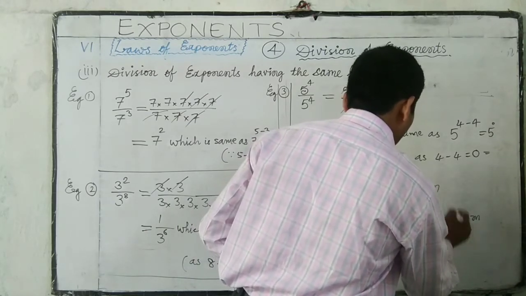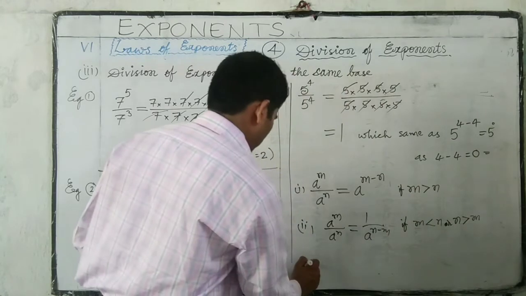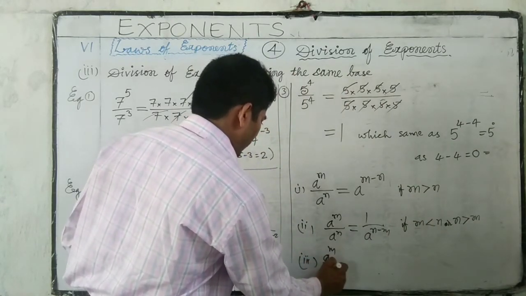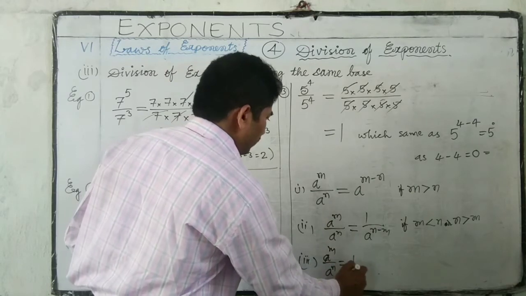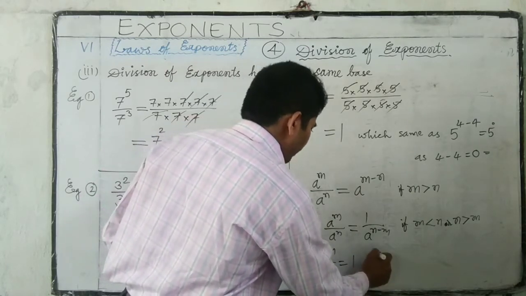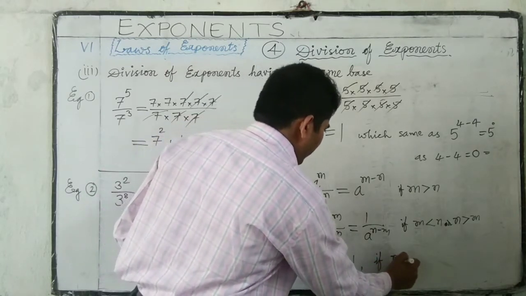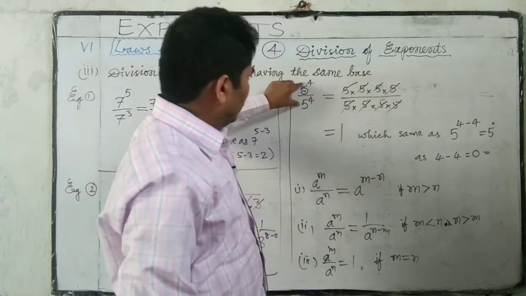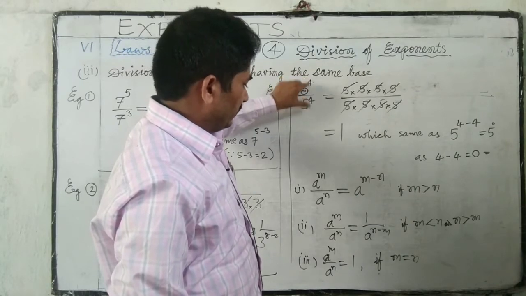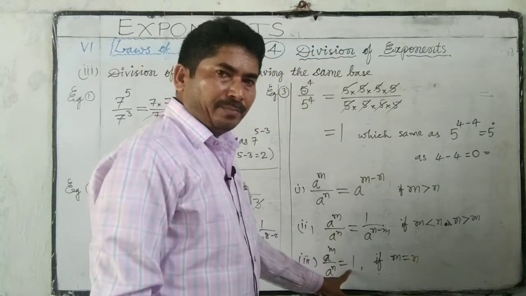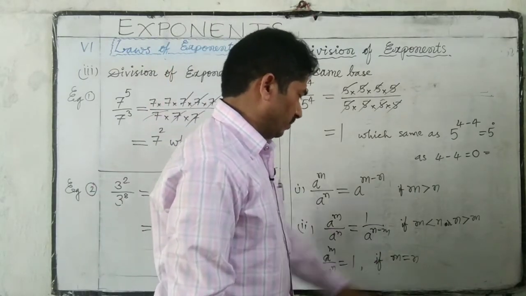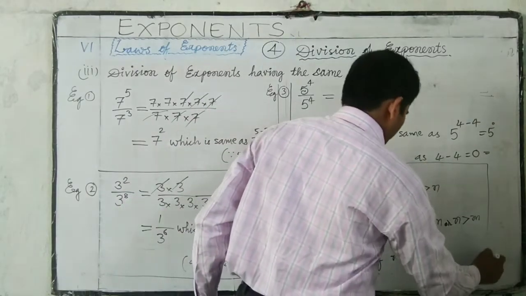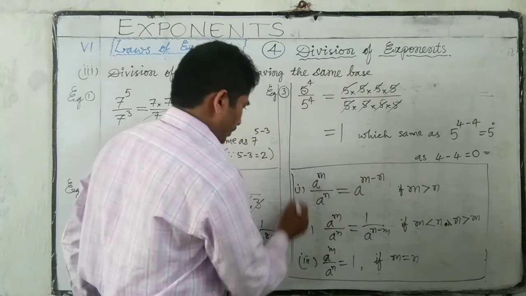Or n is greater than m, both the same meaning. Next, third, a to the power of m by a to the power of n is equal to 1 if m is equal to n. In the third case, if there are the same exponents, we get 1 only if m is equal to n. So we understood these from those 3 examples.